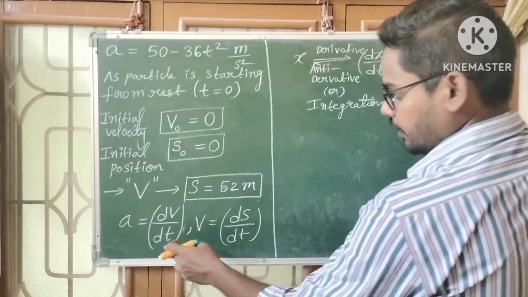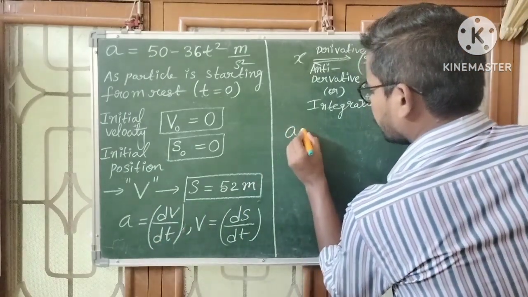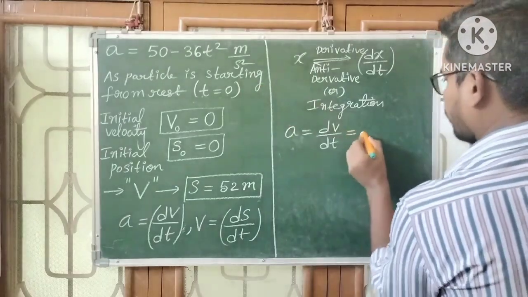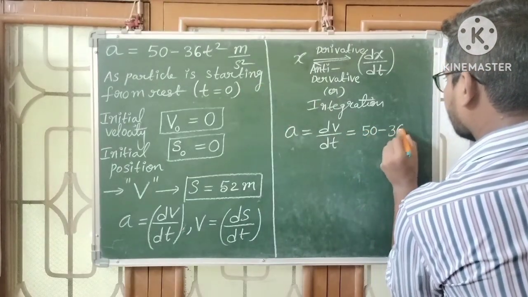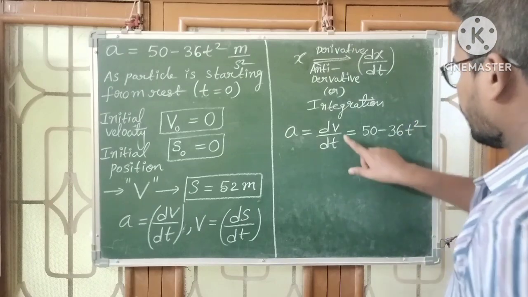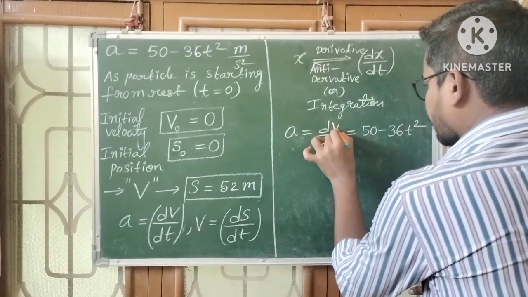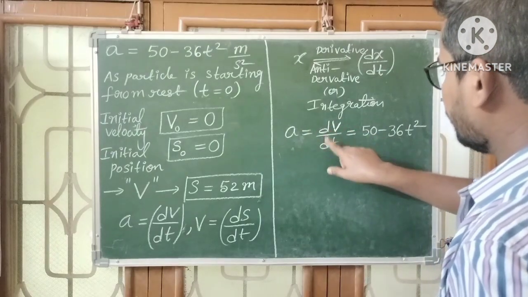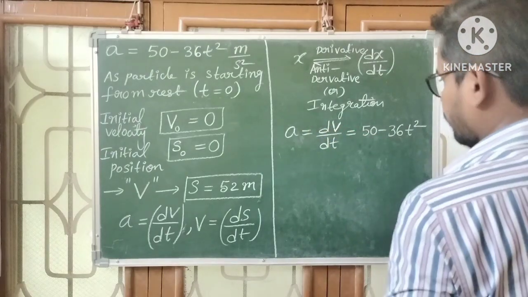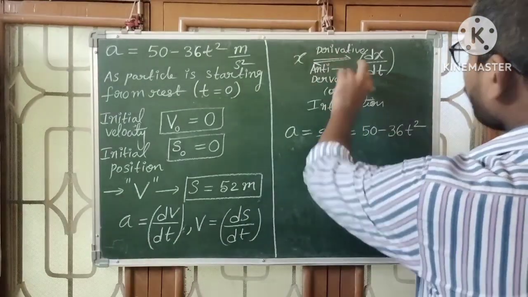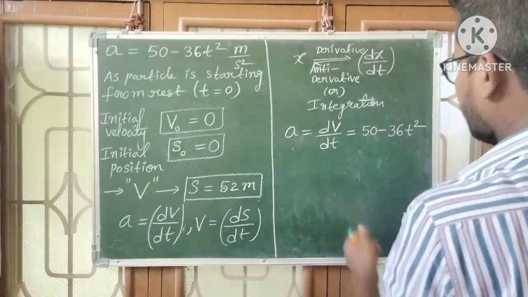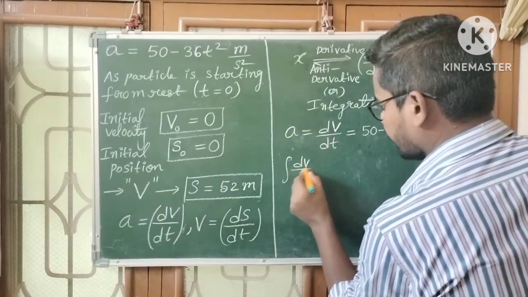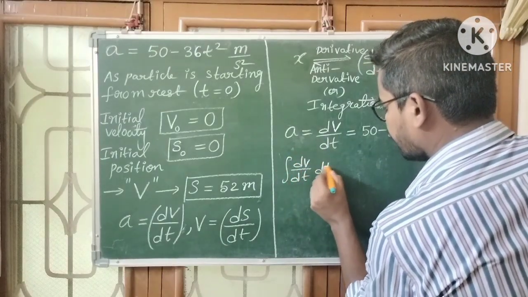See, here acceleration is equal to what? dv/dt is equal to 50 − 36t². Here we need the equation for velocity, so we have to eliminate this derivative. We know that the reverse process of the derivative is the antiderivative or integration. So apply integration on both sides with respect to t.